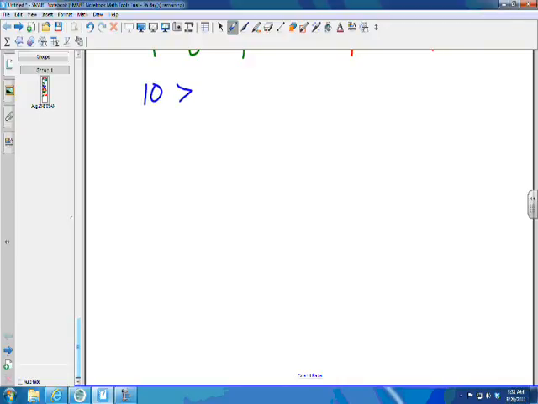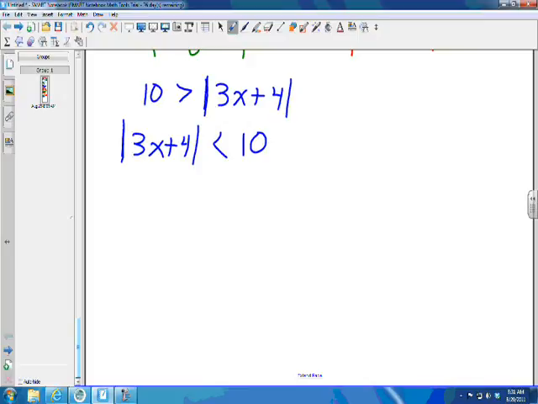Ten is greater than absolute value of 3x plus 4. And this is not the way the book had it written. I'm writing this way for example's sake, because what's the problem here? Yeah, we have the absolute value on the right side. That's not what we want. So if your book were to have that problem written just like that, you would move it over here. 3x plus 4, absolute value, is less than 10. So we just flip everything. That's the way we need it to be, so we know whether we have a conjunction or disjunction.